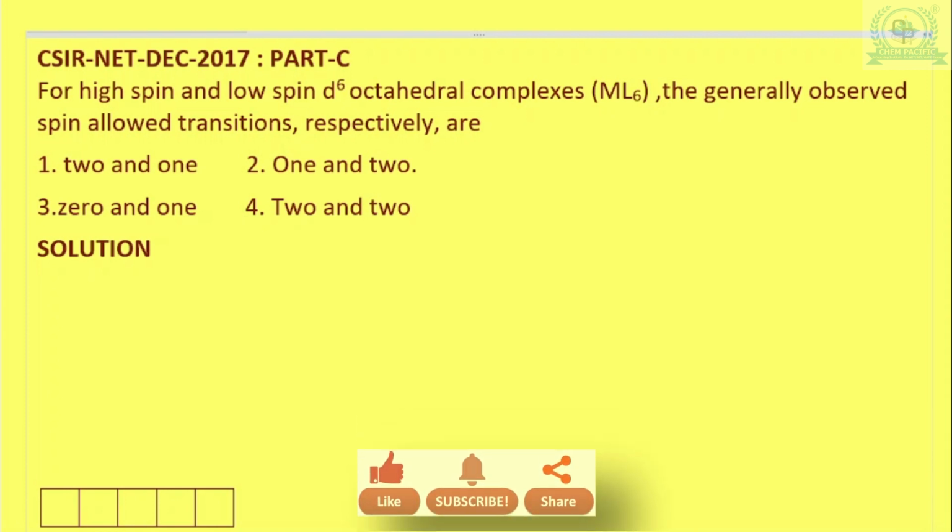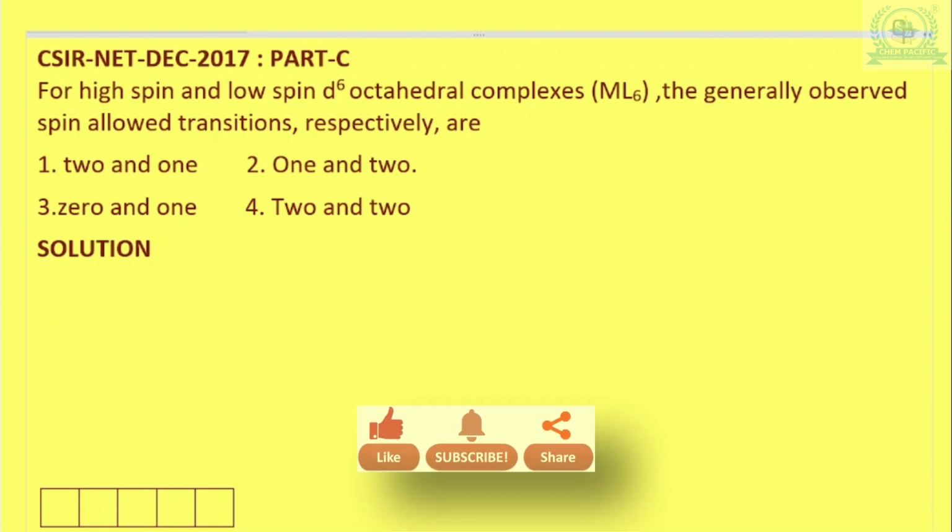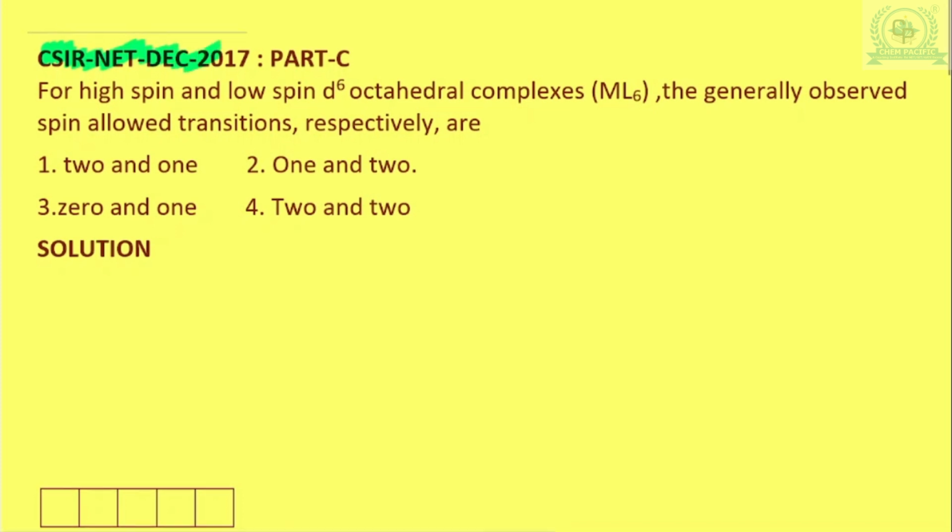Now let's get started. Now the question is, actually this is CSIR-NET December 2011 Part C question. Now they're asking that for the high spin and the low spin of d6 octahedral complex, generally observed spin allowed transitions respectively are. So they are asking for the d6 high spin and low spin.